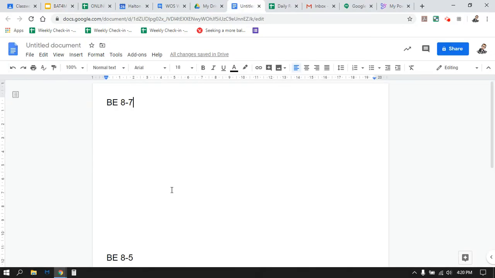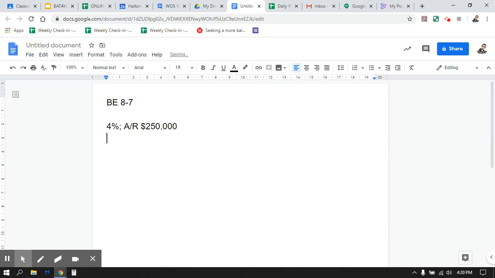So now we're going to take a look at BE87 if you want to take out your textbooks. And this is just how to calculate the allowance for doubtful accounts. So in this problem, Quinshan Limited estimates 4% of their total receivables will be uncollected, and their accounts receivables at the end of the year are $250,000. Question A asks you to determine the required balance in the allowance for doubtful accounts and the net realizable value.